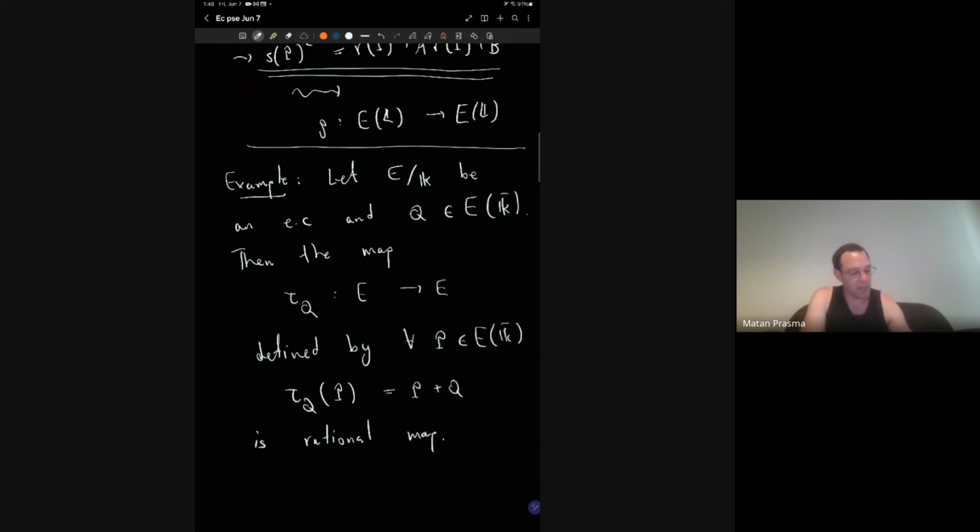Okay, so this is again the formulas of addition of points on E. It tells you that translation by a fixed point is a rational map.